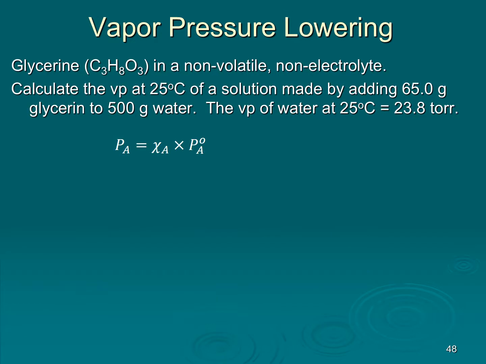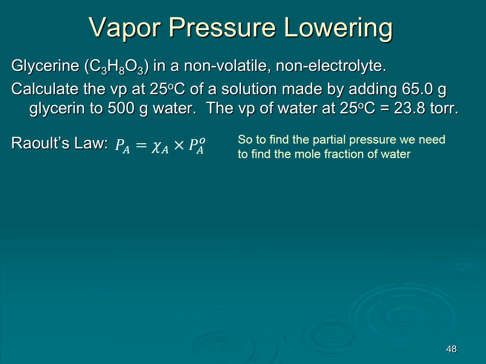All right, so here's another example. Glycerin is a non-volatile non-electrolyte. So calculate the vapor pressure at 25 degrees of a solution made by adding 65 grams of glycerin to 500 grams of water. And note that the vapor pressure of pure water at 25 degrees is 23.8 torr. So we're going to use Raoult's law that the vapor pressure of the solution will equal the mole fraction of the solvent times the pure vapor pressure of the solvent.